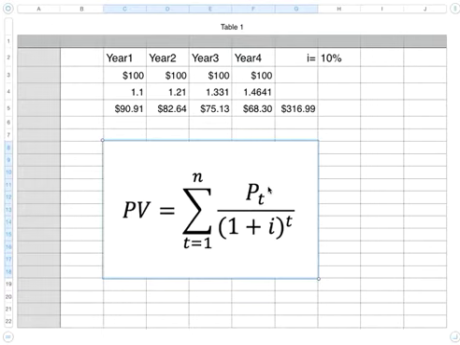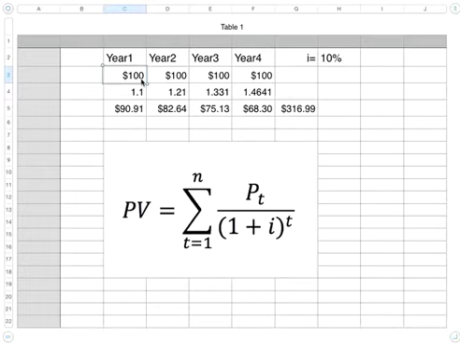If I was referencing the payment in year 1, we have $100 in our example. Payment in year 2 is $100. Payment in year 3 is $100, and the payment in year 4 is equal to $100. So this t just signifies different points in time, and this is a 4-year time frame.